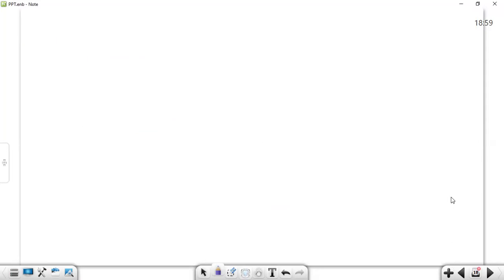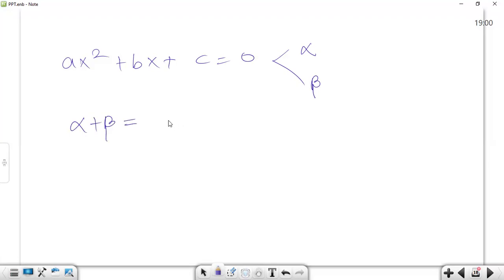Great. So now tell me, there is a quadratic equation given in this format. This is a quadratic equation and its roots are alpha and beta. These are two roots. So the sum of roots will be, anyone? Minus b by a. Good. And the product of roots will be c by a. Very good, very good.